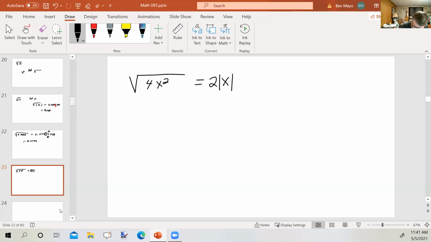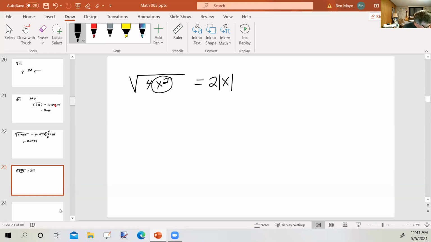Now, you might say, well, what about in here? If x is negative, aren't we taking the square root of a negative number? No, because x squared would never be negative. As long as it was a real number, even a negative real number squared is going to give you a positive. So we're okay there.